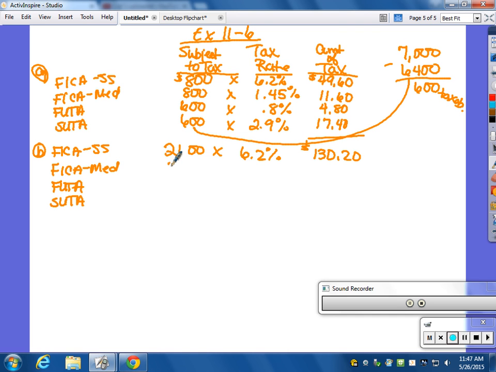All right, FICA Medicare. How much is taxable? The whole thing, 2,100. What's the rate? 1.45%. What's the amount of tax? $30.45. Are they eligible for FUTA? What's the year to date? 18,200. So no, they're not eligible for FUTA or SUTA, right? Because the max is 7,000.